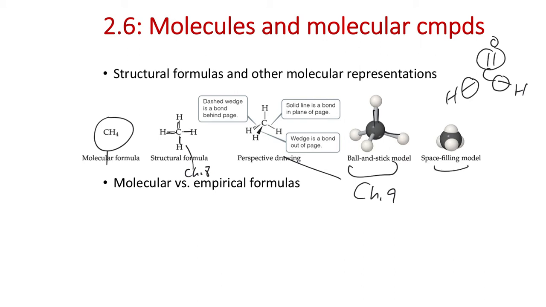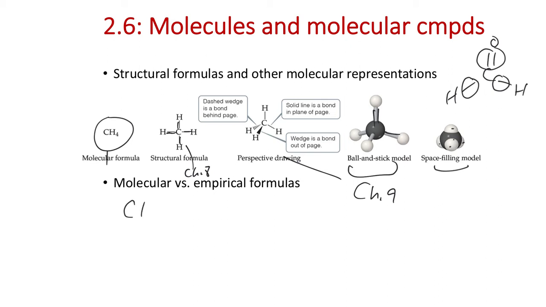And then there are also space-filling models. You don't see these too often, but you can make a space-filling model and then interpret something about the structure, of how there are still 4 hydrogens and a central carbon. Now for most compounds, you could write the molecular formula versus the empirical formula.